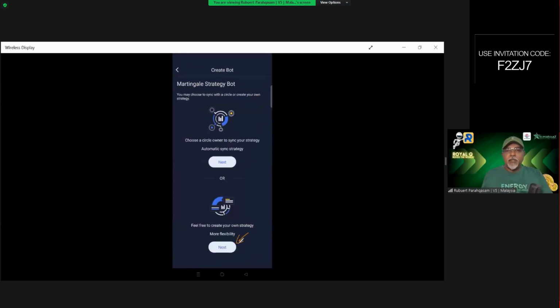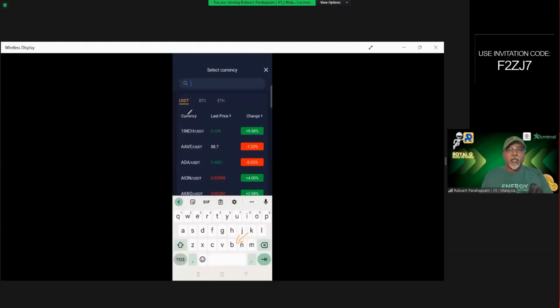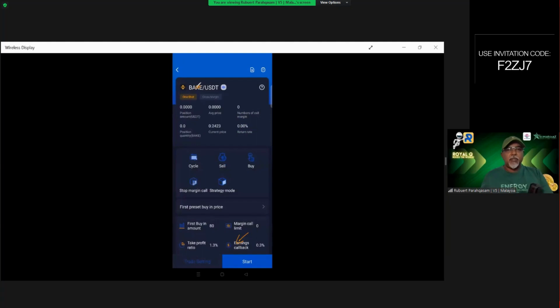Then create our own. Search for whichever coin. We can actually search here. Let's say I want to go for bake. Okay, that's your bake. Tap on that and you are here. So these are the various ways you can actually reach this page.